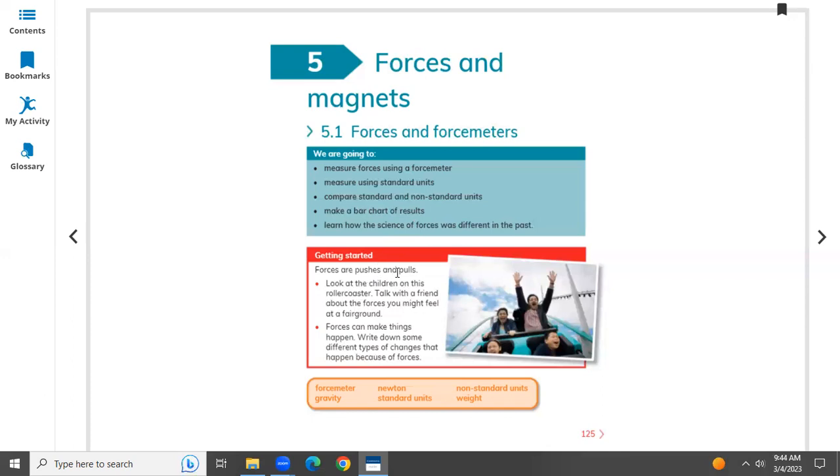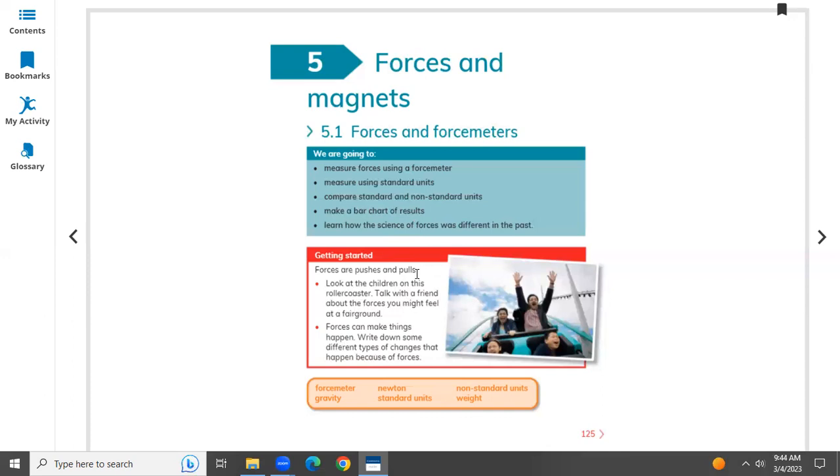Forces are push and pull. In simple words, what are forces? Push and pull. When you're pushing something to change the position of an object, or pulling something to open the door, you're using your force.